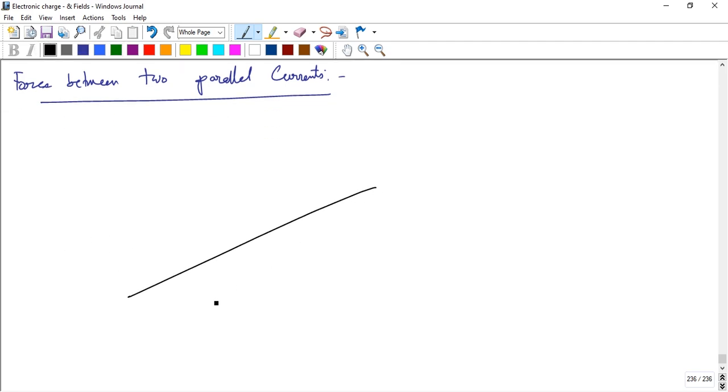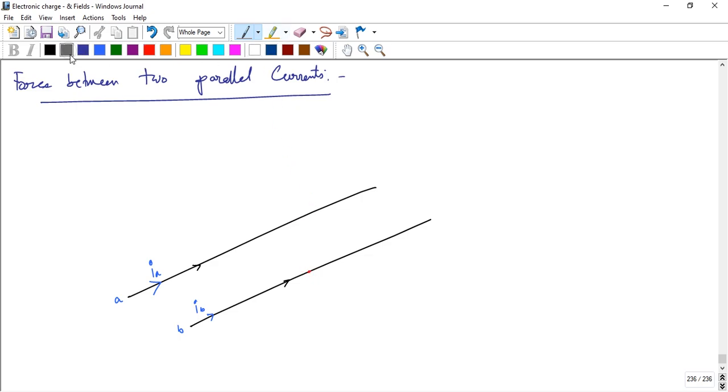Suppose these two conductors are parallel, that's conductor A, that's conductor B, with currents IA and IB, both in the same direction. IA produces a magnetic field, and suppose we choose a point here. If IA produces a magnetic field at that point, which direction is it?